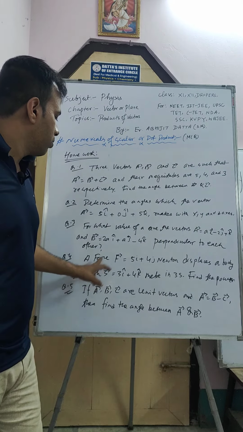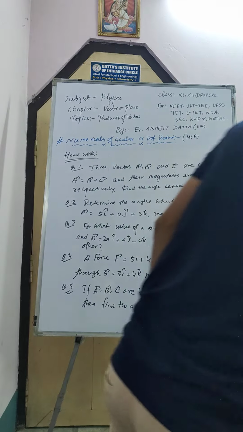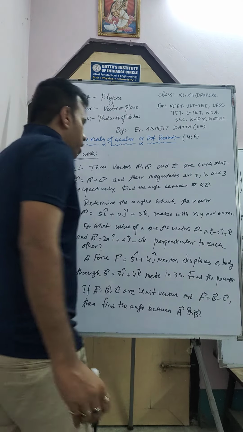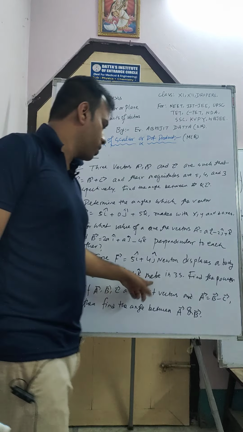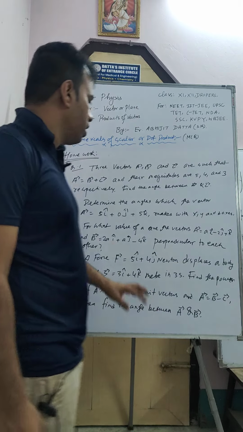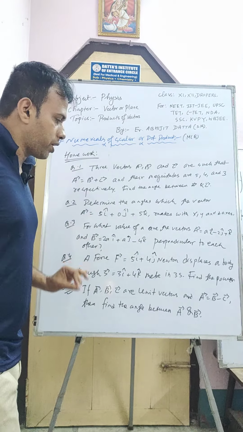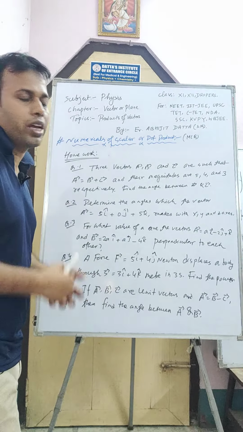And a force vector f is 5i and 4j Newton, which displaces a body through S vector equal to 3i plus j plus 4k meter in 3 seconds. Then find the power. If a vector, b vector, c vector are unit vectors and a vector equals b vector minus c vector, then find the angle between a vector and b vector.